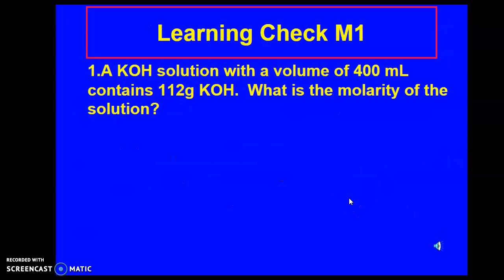Now it's your turn. So let's see how you do this. A potassium hydroxide solution with a volume of 400 ml contains 112 grams of KOH. What is the molarity of the solution? I want you to pause and then solve this problem in just a minute or two.